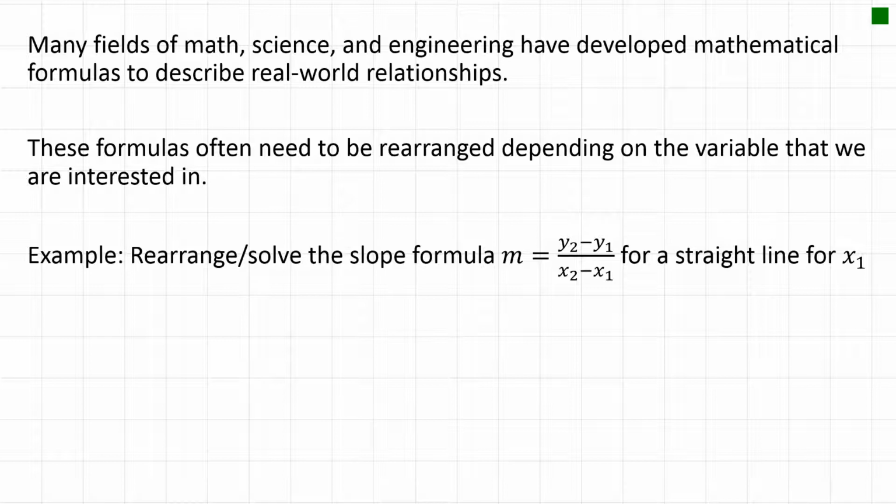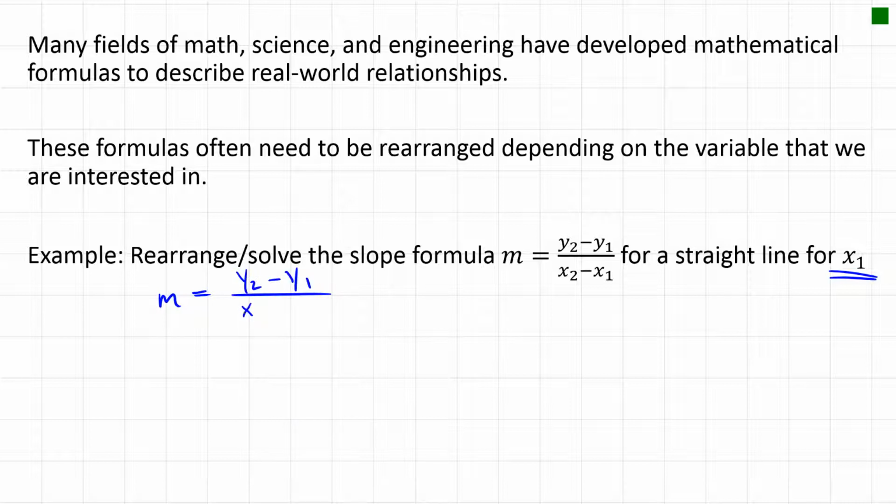To start with, we're going to look at an example of a rational formula that you've seen in math before, which is the slope formula. The slope of a straight line, m, is equal to y2 minus y1 over x2 minus x1. And we are asked in this first example to rearrange, or solve, the slope formula for x1. So how do we do that? How do we rearrange an equation for x1?